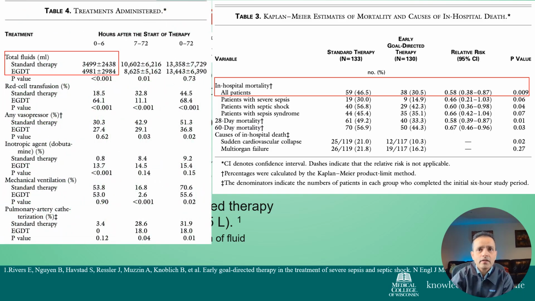As you can see here, those in the standard therapy group got 3.5 plus or minus 2 liters in the first 6 hours, versus early goal-directed, who got almost 5 liters plus or minus 3 liters of fluid.